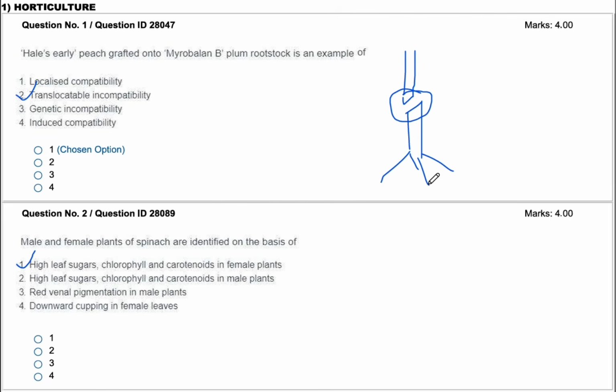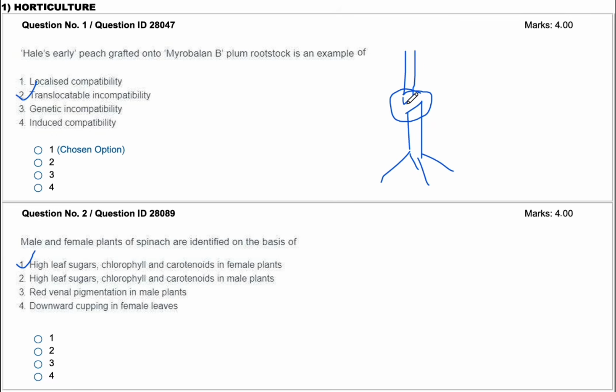So there are different types of incompatibilities. So basically, for a union or a growth to result from a grafting, the cambial surface of the scion and the rootstock needed to be in contact with each other. Okay, the cambial surfaces have to be in contact with each other, and the lower portion is the rootstock, and the upper portion, the twig which is introduced, that is the scion. The upper portion will be the scion.